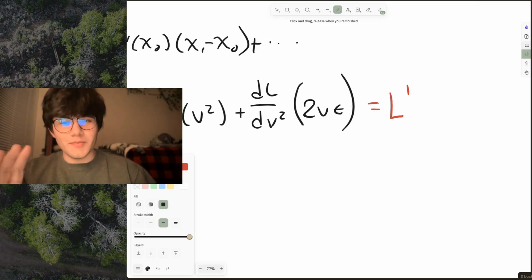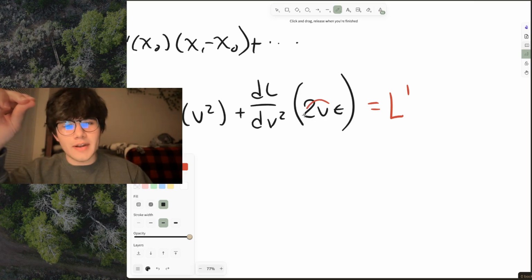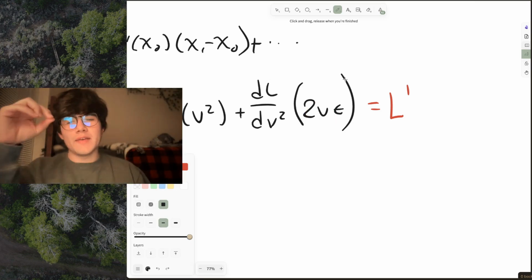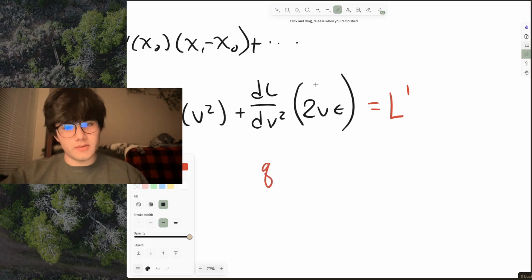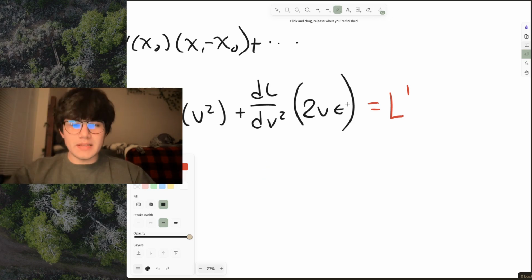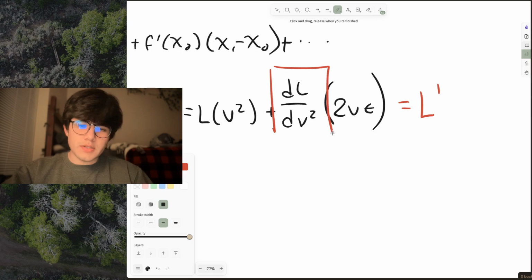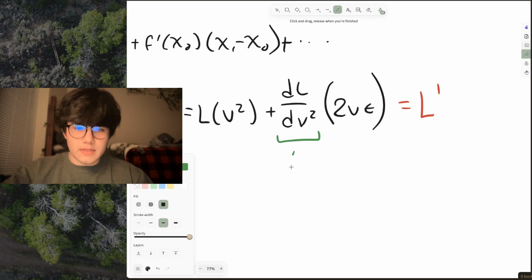So in order for this to fit the requirement of being a total time derivative, because we already have a velocity term here, that means that everything else has to be a constant. If we have some other q term in here, the math won't work out for a total time derivative. So that means that we already know epsilon and 2 are constants, but this means that this value of dL over dv squared has to also be constant. So this is const.